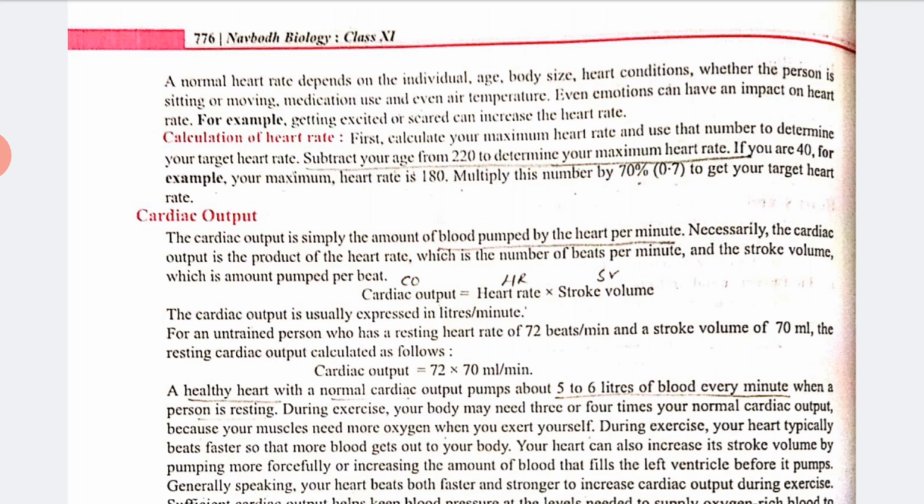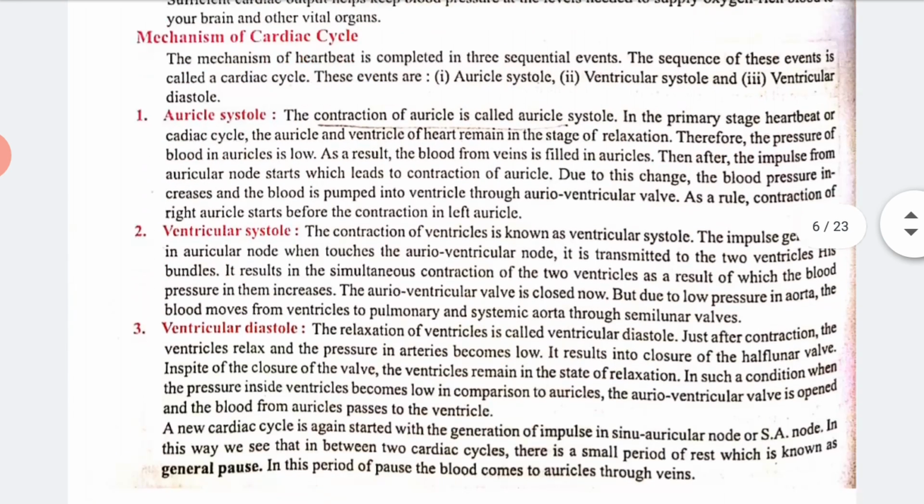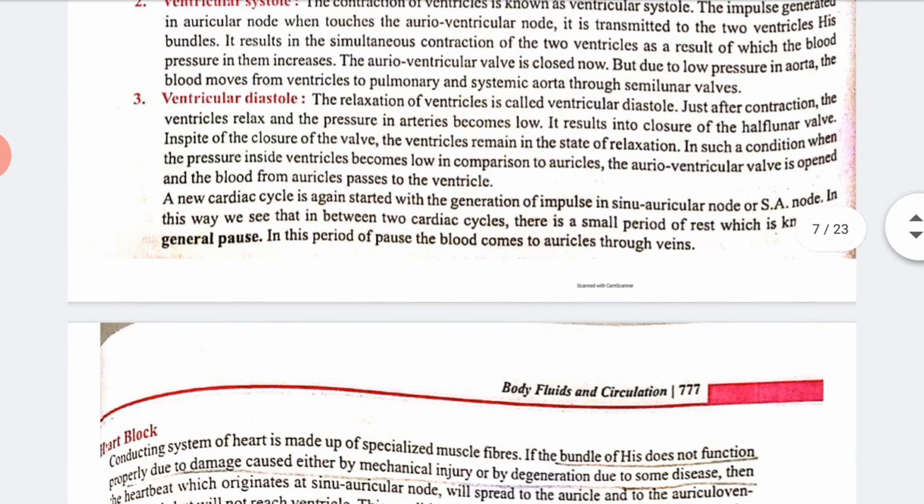First calculate your maximum heart rate and use the number to determine your target heart rate. Subtract your age from 220 to determine your maximum heart rate. If you are 40, for example, your maximum heart rate is 180, so multiply this number by 70%, that is 0.7, to get your target heart rate. In the same way you can study cardiac output and the mechanism of the cardiac cycle, that means the auricle systole, the ventricle systole and the ventricular diastole.